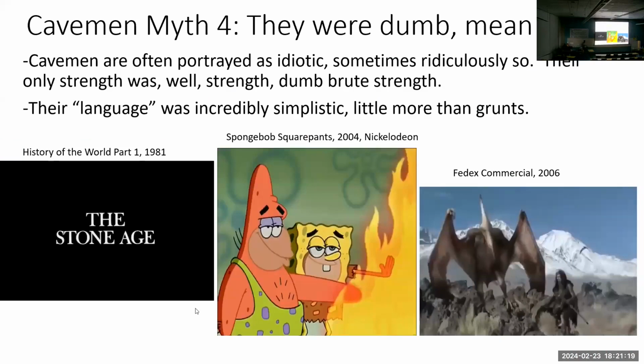So what about the idea that cavemen were dumb, mean brutes? Cavemen are often portrayed as really, really dumb, sometimes ridiculously so. Their strength was strength and not much else. And if they had a language, it was basically just grunts. So let's look at some examples of kind of really stupid cavemen. This is from a movie, The History of the World Part 1. This is Stonehenge. It's kind of a funny joke.